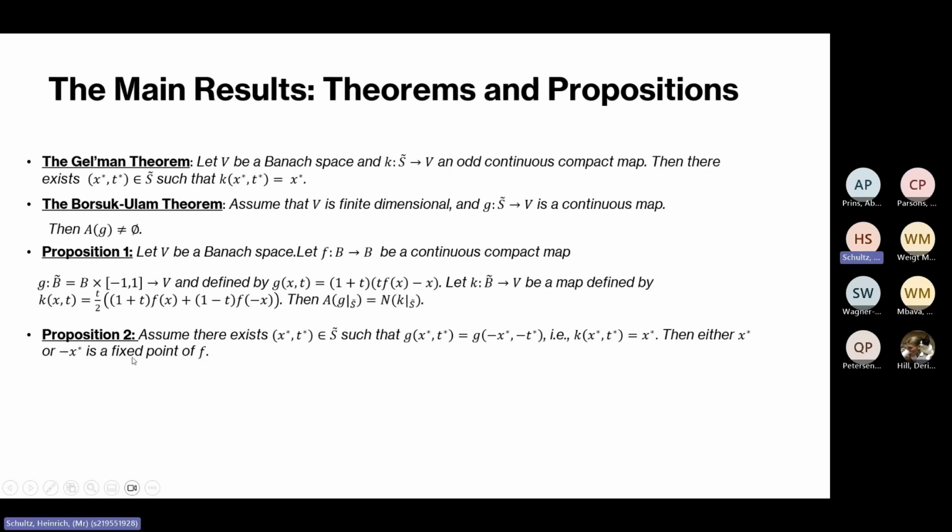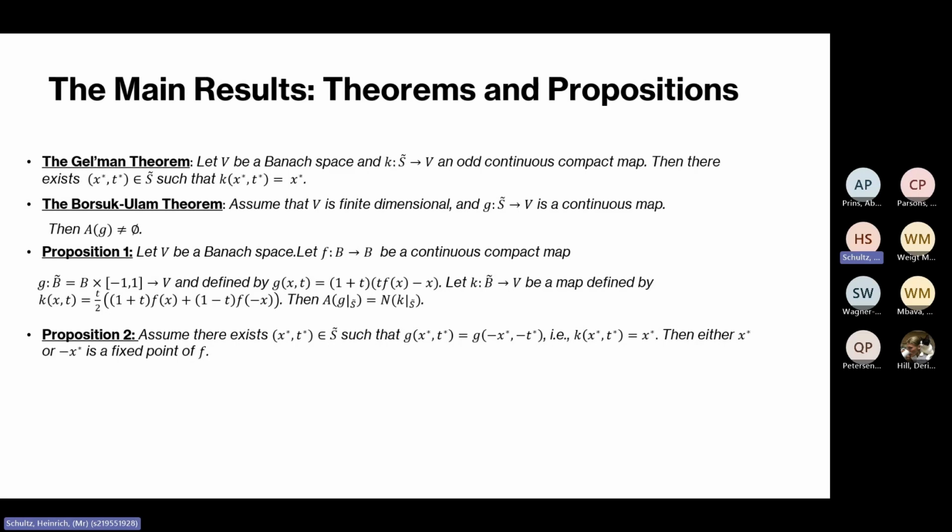Now we have Proposition 2, which states that if there exists a point (x star, t star) in S tilde such that G of (x star, t star) is equal to G of (negative x star, negative t star), i.e. this equation over here is satisfied, then either x star or negative x star is a fixed point of F.